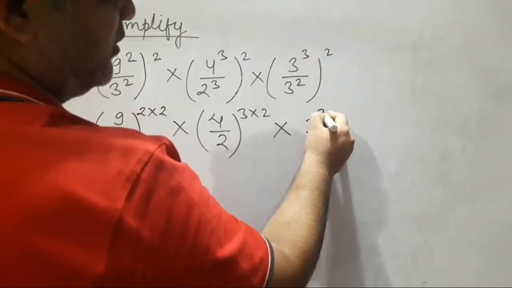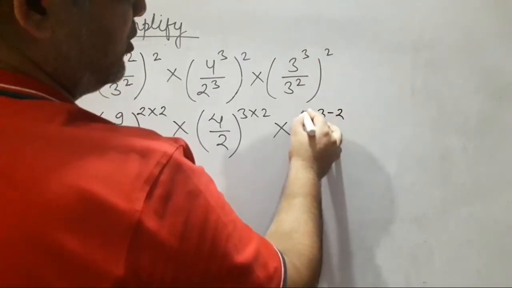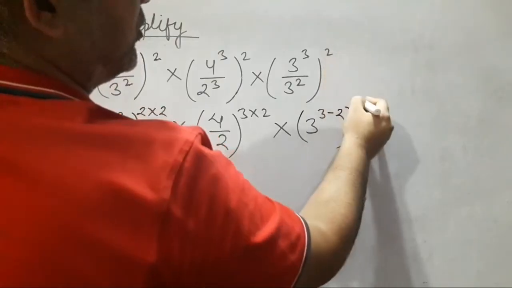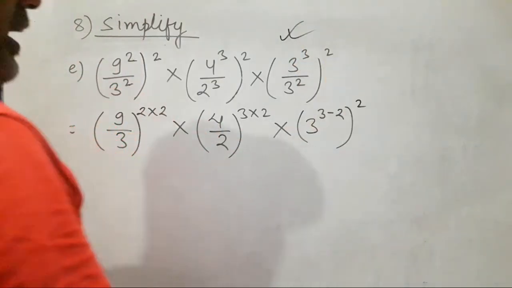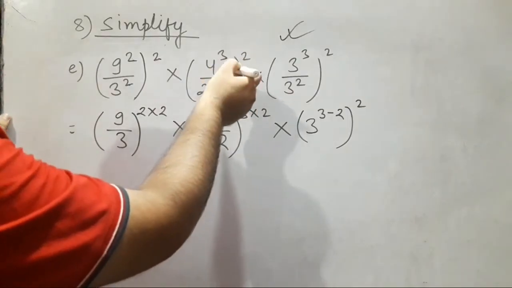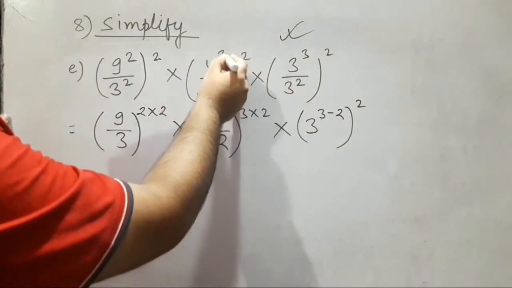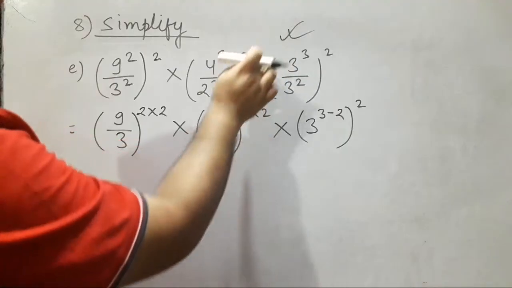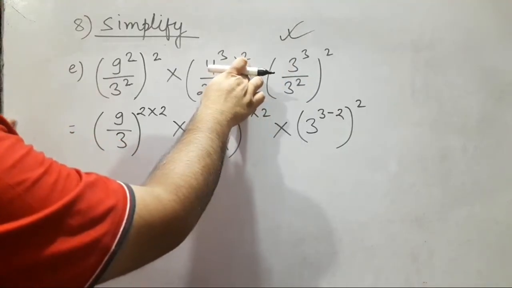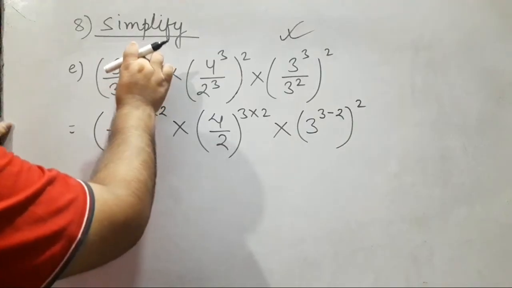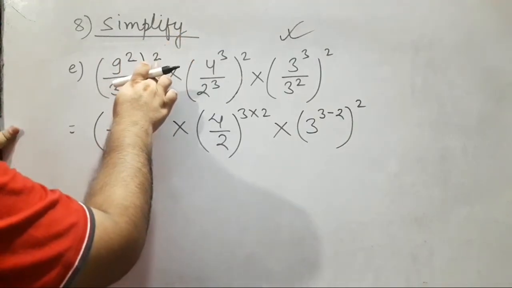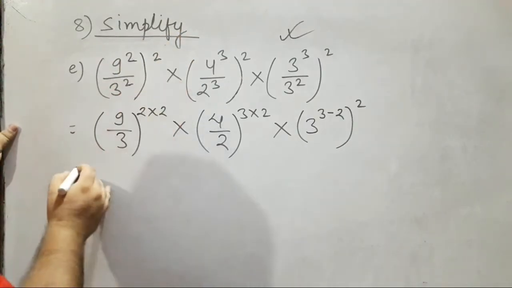3 power 3 minus 2, bracket power 2. Here we followed the quotient law of indices. And here we follow the power law of indices. We took the power common and we sent it outside and multiplied to another power which is outside. Here also we took the powers common and sent outside and multiplied to another power which is outside.